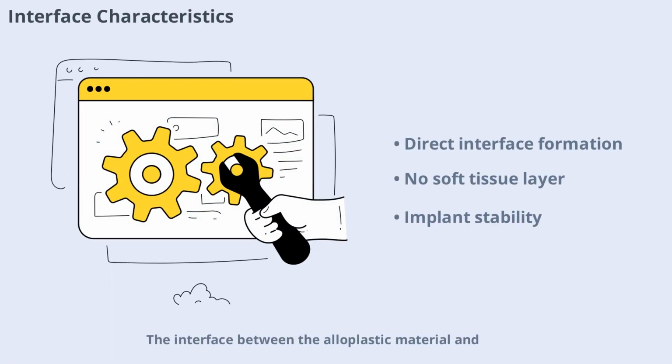The interface between the alloplastic material and bone is a critical aspect of osseointegration. It is characterized by a direct connection with no soft tissue layer present. This interface is essential for the implant's stability and function. Osseointegration is often described as the formation of a direct interface between an implant and bone, without intervening soft tissue. This ensures that the implant is firmly held in place, allowing it to withstand functional loads and provide long-term support. The quality of this interface determines the success of the implant and its ability to integrate with the host bone.